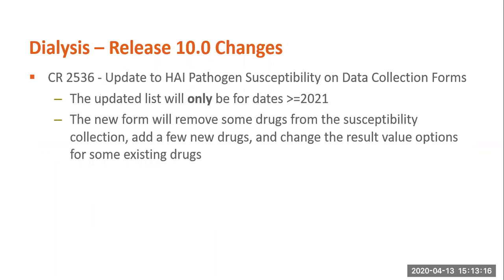CR 2536 is a child CR from patient safety where the updates are being made to the HAI pathogen susceptibility data collection form. This update will be valid for dates equal to or greater than 2021.